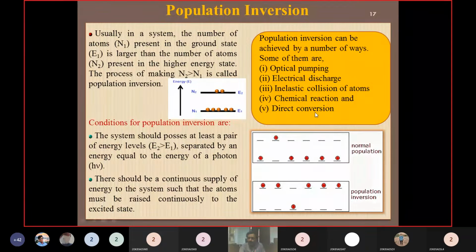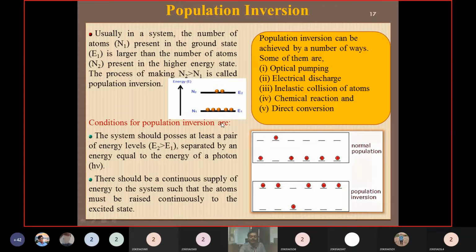Okay, so this we will discuss in CO2 laser or any other laser. These are the different methods to achieve the population inversion. First of all, you have to understand what is the population inversion. Just simply N2 greater than N1. What is the N2? Number of atoms in an excited state. What is the N1? Number of atoms in the ground state. So N2 should be greater than N1. That is the population inversion.